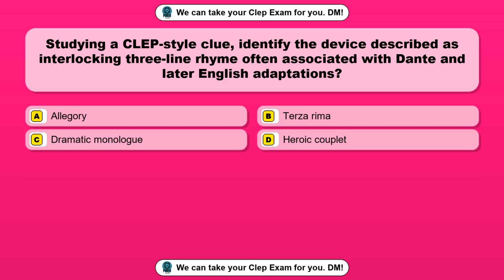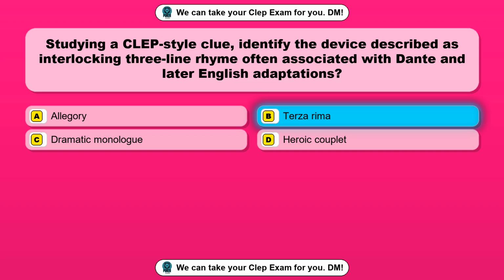Question 84. Studying a CLEP-style clue, identify the device described as interlocking 3-line rhyme often associated with Dante and later English adaptations? Option A. Allegory. Option B. Terza rima. Option C. Dramatic monologue. Option D. Heroic couplet. The correct answer is option B.